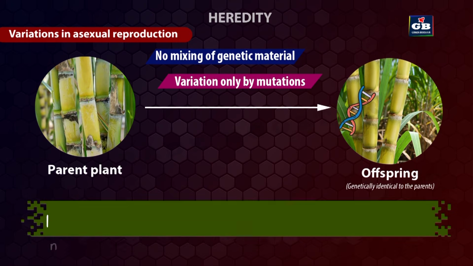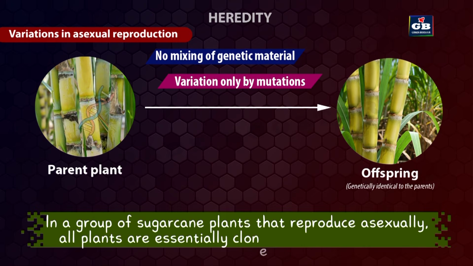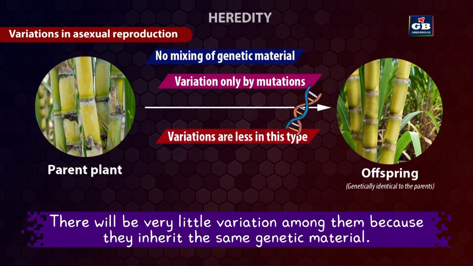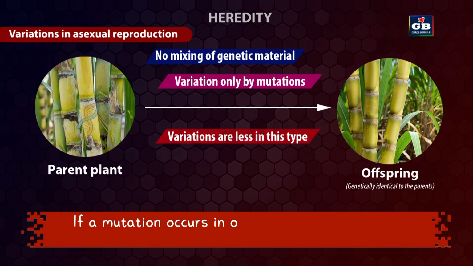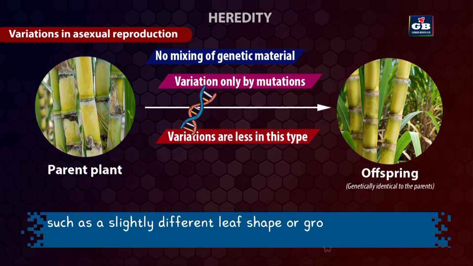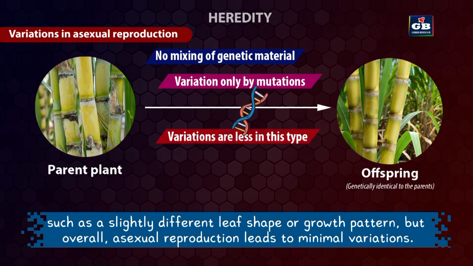For example, in a group of sugarcane plants that reproduce asexually, all plants are essentially clones of the parent plant. There will be very little variation among them because they inherit the same genetic material. If a mutation occurs in one plant, it might result in a small change such as a slightly different leaf shape or growth pattern. But overall, asexual reproduction leads to very little variation.